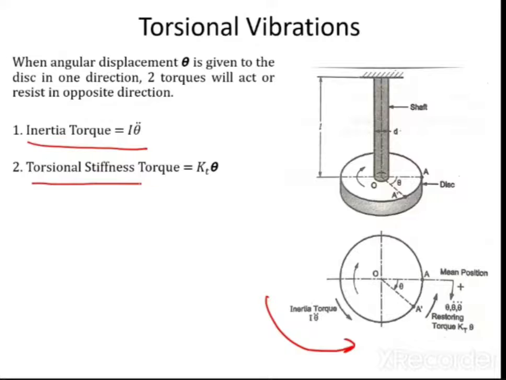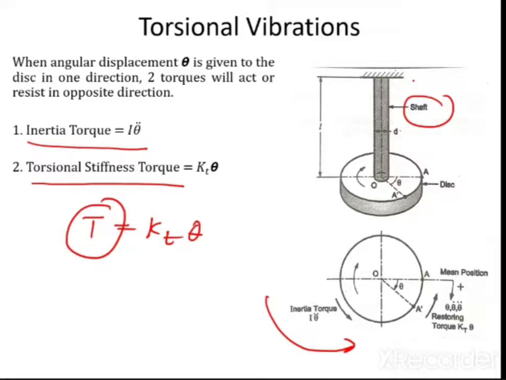And the second one is nothing but the torsional stiffness torque. Means what? As I said, T is equal to kT into theta, and this T is called the torsional stiffness torque. Torsional stiffness torque means what? It will be acting on this shaft. It will try to bring this shaft to its original position, and this torque is because of the stiffness kT. Stiffness kT multiplied by theta, that is Newton meter per radian into radian. So the radian cancels and you get Newton meter. So this is nothing but the torsional stiffness torque.